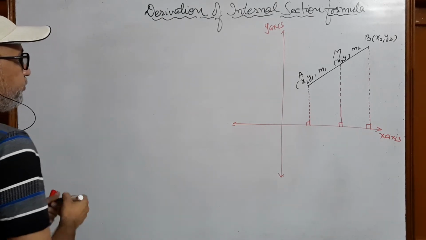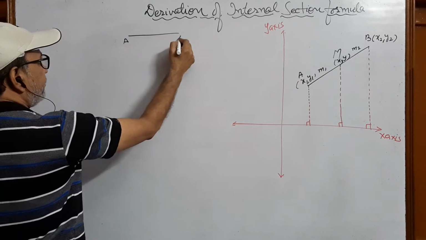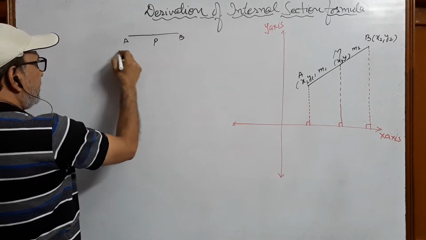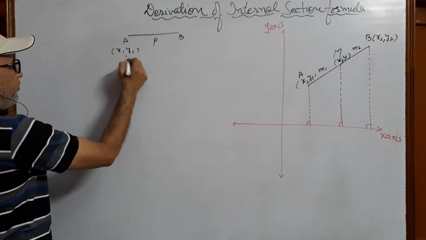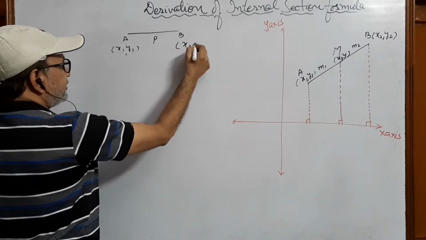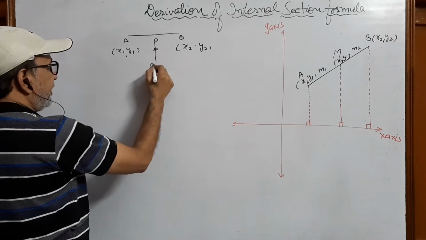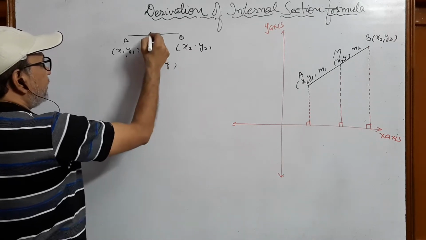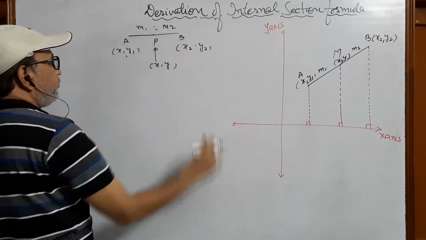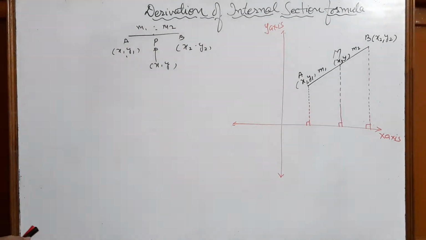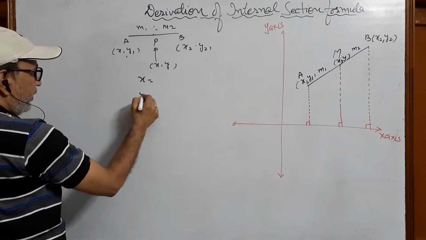Find the coordinates of, suppose, the line segment A, B, and P. Coordinates of A let x1 y1, B x2 y2, and the coordinates of P we have taken as x and y, right? And this is divided in the ratio m1 is to m2, right? So we can find the value of x and y.